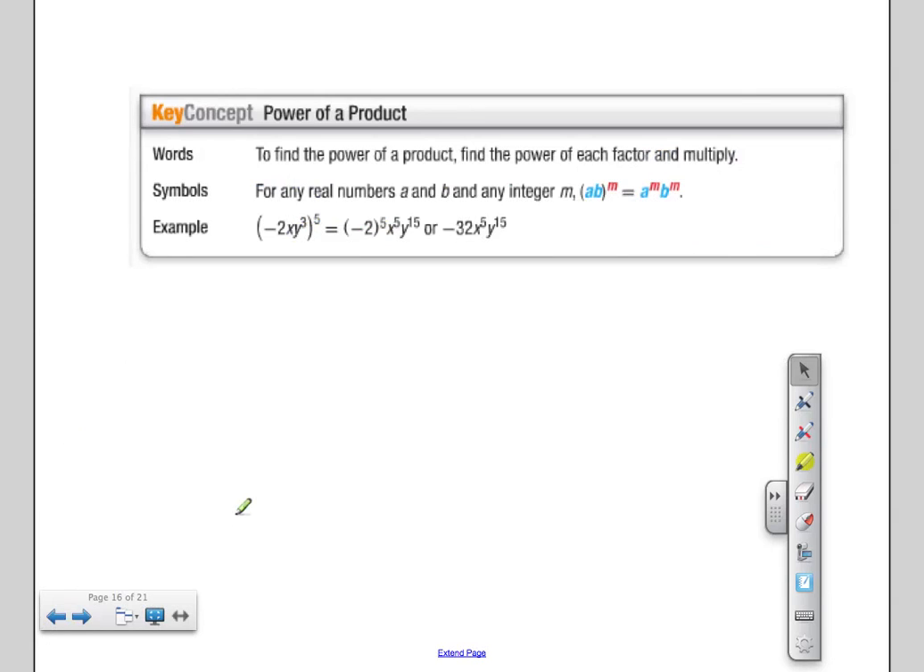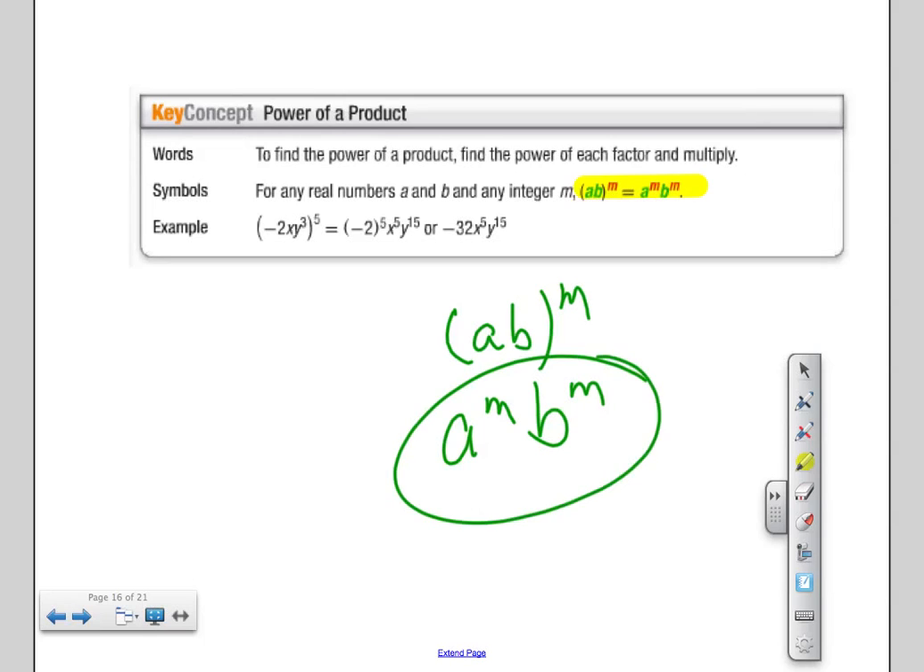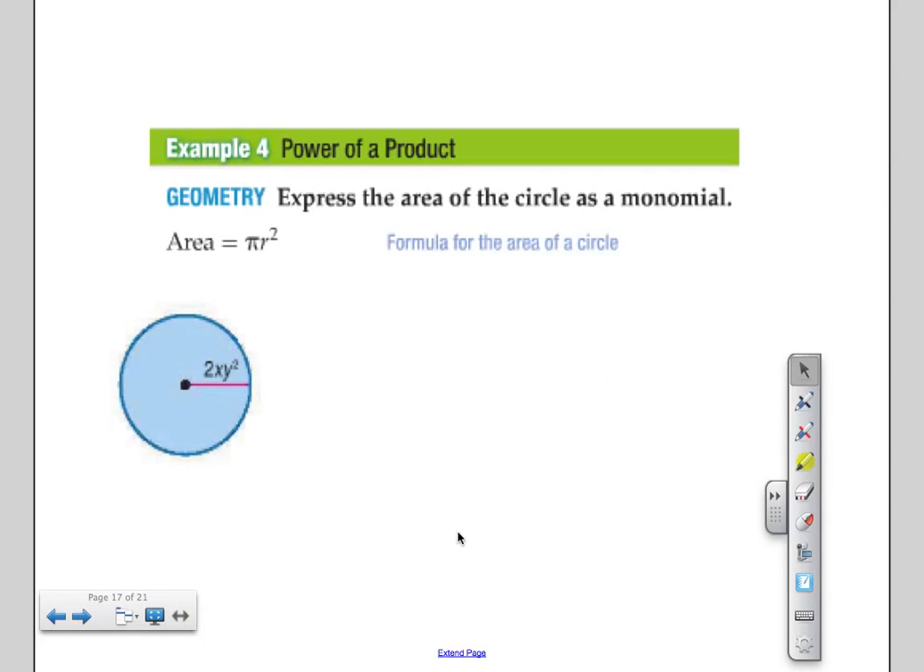To find the power of a product, find the power of each factor, and then multiply. Actually, that's just what we just did. So first, we have a and b to the mth power. That means a to the mth and b to the mth. It's that simple. It just looks complicated, and you'll get good at it. Just don't get careless with it. Be very careful.